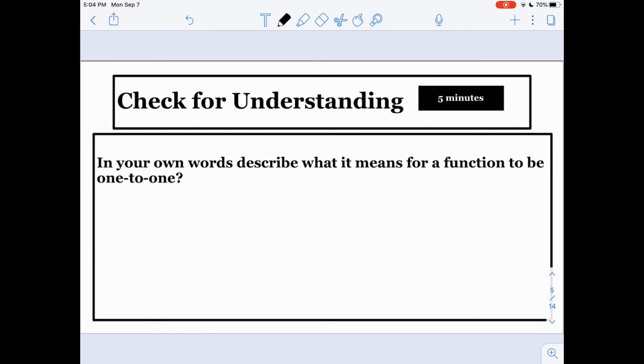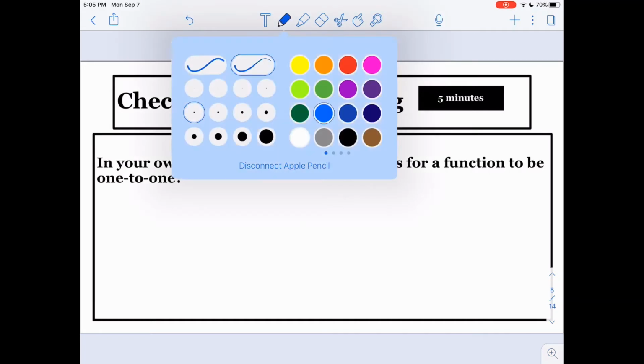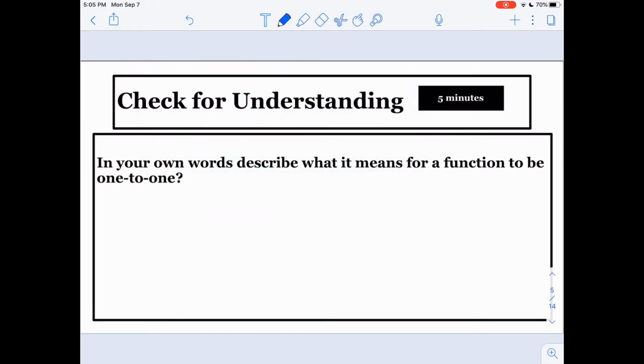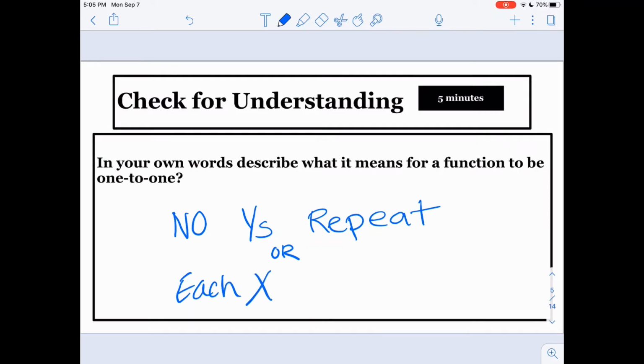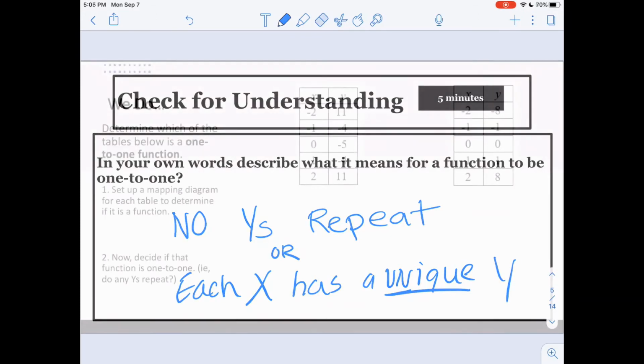Now let's check for understanding. Pause the video for 1 minute and in your own words describe what it means for a function to be one-to-one. The correct answer is no y's repeat, or you could have also said each x has a unique y.